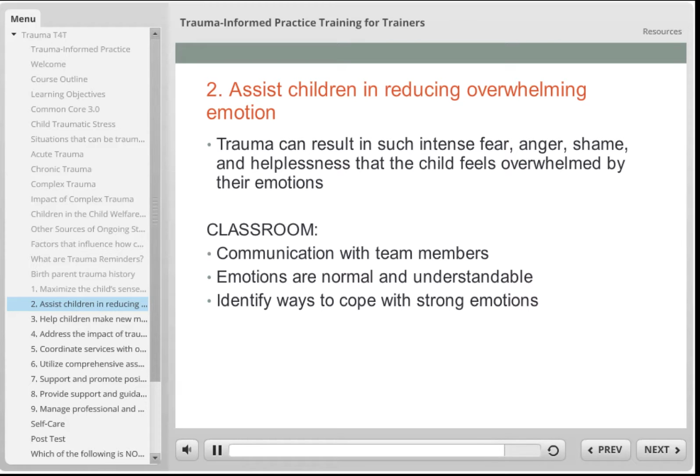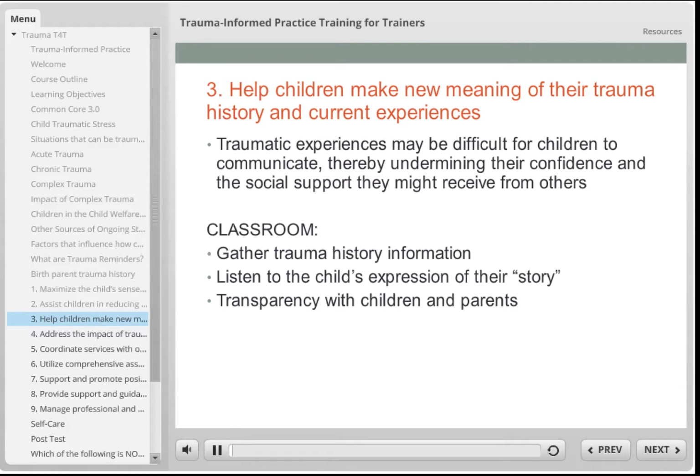Encourage social workers to engage in kind and compassionate conversation with children and parents to better understand how the trauma has impacted the family. Number 3, help children make new meaning of their trauma history and current experiences. Traumatic experiences may be difficult for children to communicate, which may limit their ability to talk to others or receive support from others. Children need to feel safe enough to face emotional experiences, begin to make sense out of what happened to them, and express this to others.